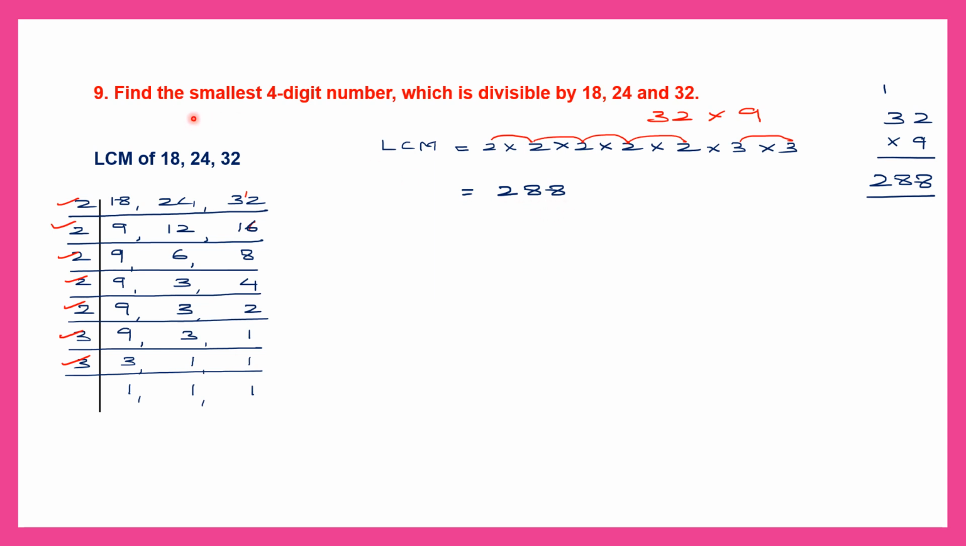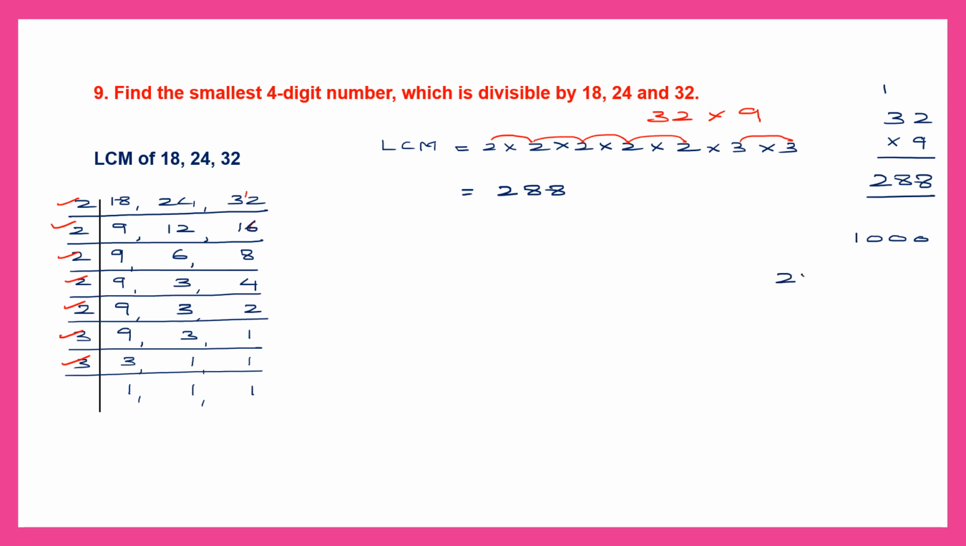Now what is the question? It says find the smallest 4-digit number. Now this is only a 3-digit number. So we have to find the smallest 4-digit number. The smallest 4-digit number is 1000. Okay, so you have to get a 4-digit number which is divisible by 18, 24 and 32. Now we have got 288. What we need to do is write the multiples of 288 till we get a 4-digit number. Okay, so 1000 will not be divisible by these. So we're going to try and get a 4-digit multiple of 288.